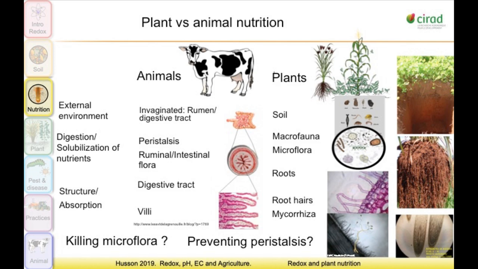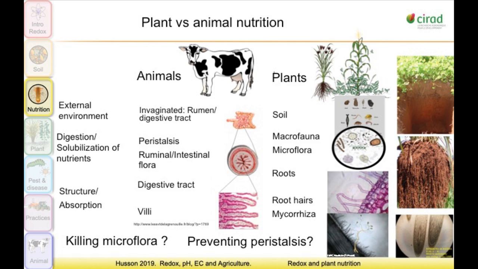For the animal, we just carry our roots inside. We invaginated the roots. It's easier to walk. But it's exactly the same processes, the same structure, the same function. So the digestion and the solubilization of nutrients, peristalsis for the movement in the stomach or in the rumen. And what makes the solubilization? It's the flora in the rumen or in the intestine. For the plants, the peristalsis is microfauna, and the solubilization is microflora.